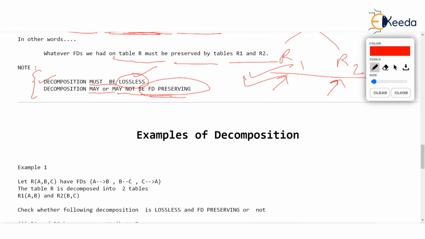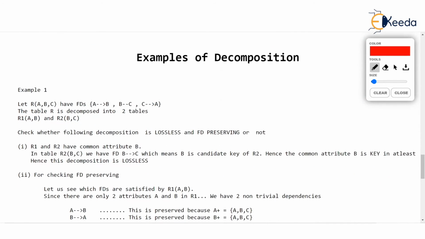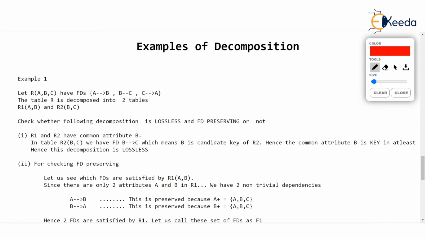Don't worry, you will get four or five chances to know more about this, because we are going to take examples in our next video, examples of decomposition. Some examples will be given of how the table is decomposed, and we have to check whether it is lossless, FD preserving, or both.